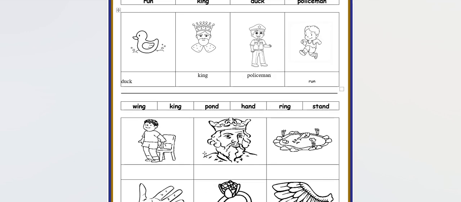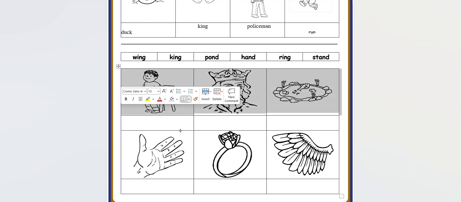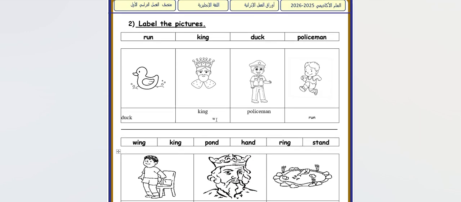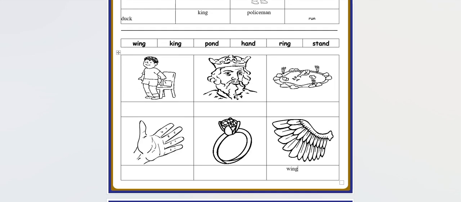Okay, and we move to the second question. It's the same question like this one, but with different pictures and different words. The first word is wing. We look at wing. Here's wing, so we write here wing. Okay, second one is king. Again, we find the king. We write here king.